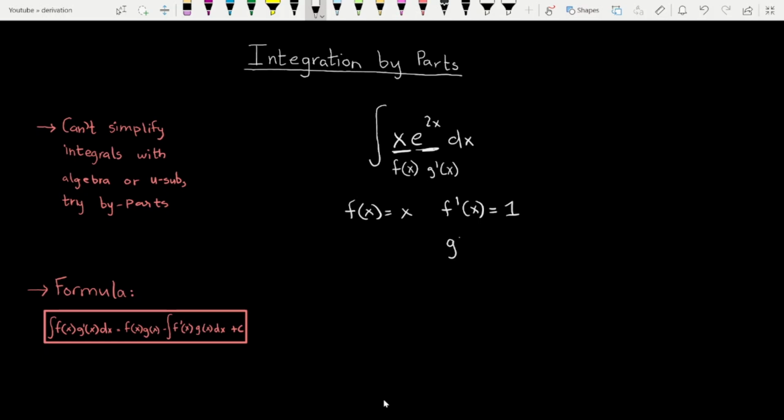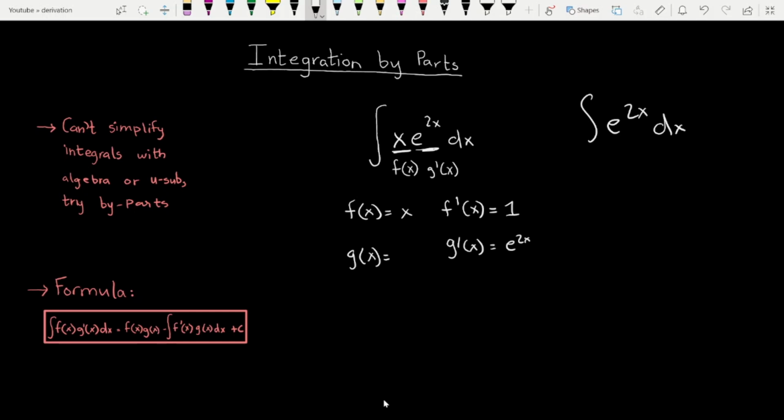Now I know g prime of x is basically e to the power 2x. So what is going to be g of x? Well, you'll have to integrate. So what is the integration of e to the power 2x dx?